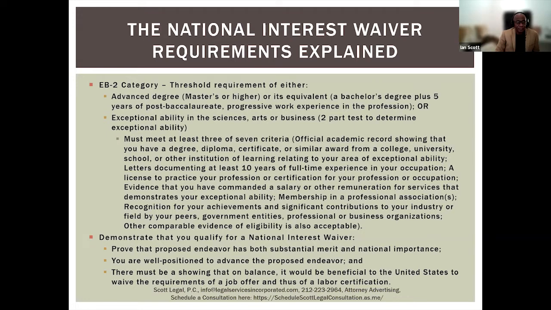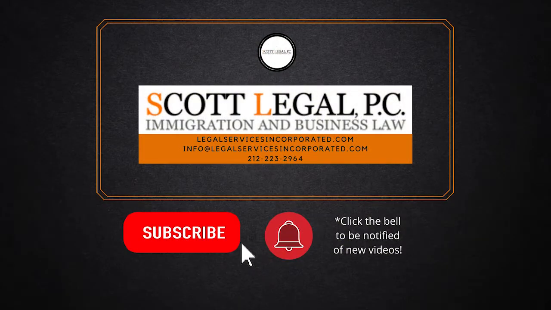And this exceptional ability is very different from the extraordinary ability in the EB1 category. But as I said, if you take a look at the 7 categories there, after you meet this threshold requirement, then you can move to step 2. And step 2 is really what's defined in the Dhanasar case.